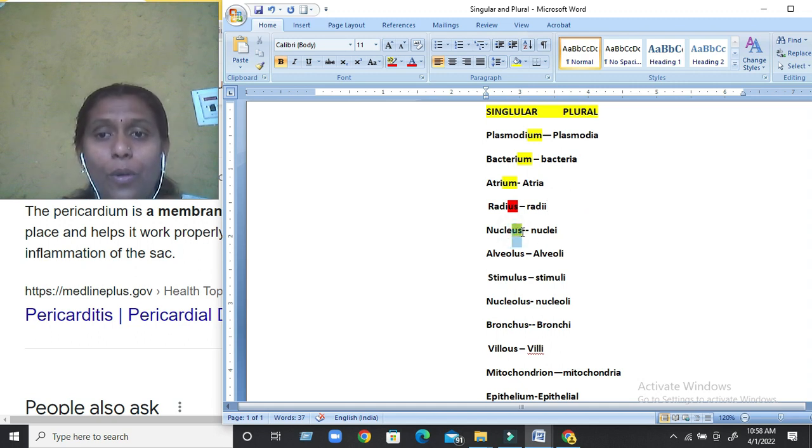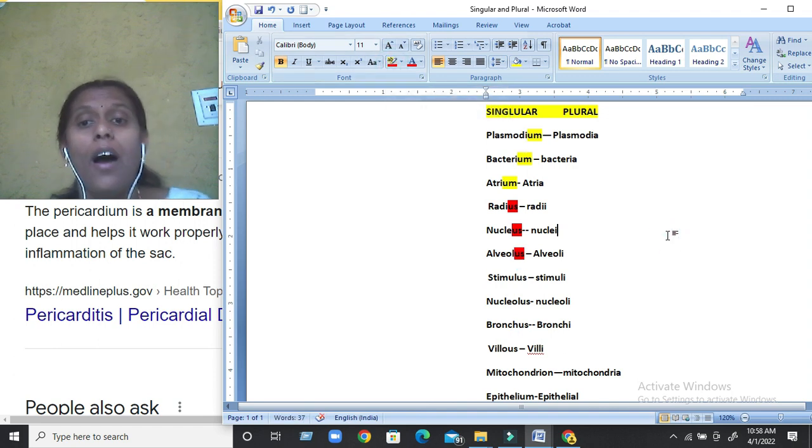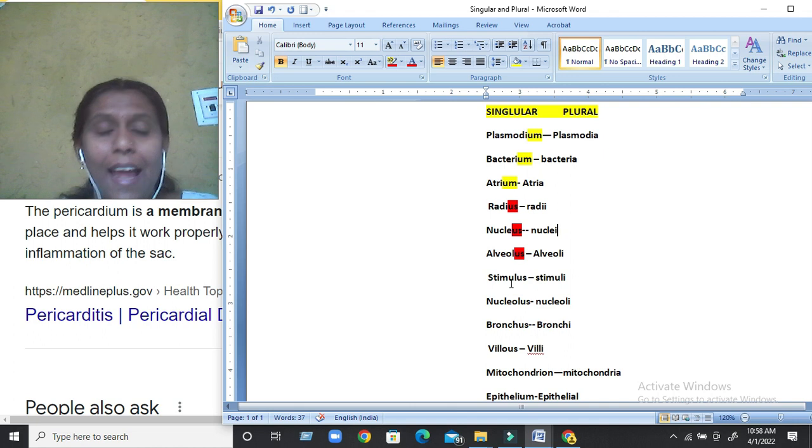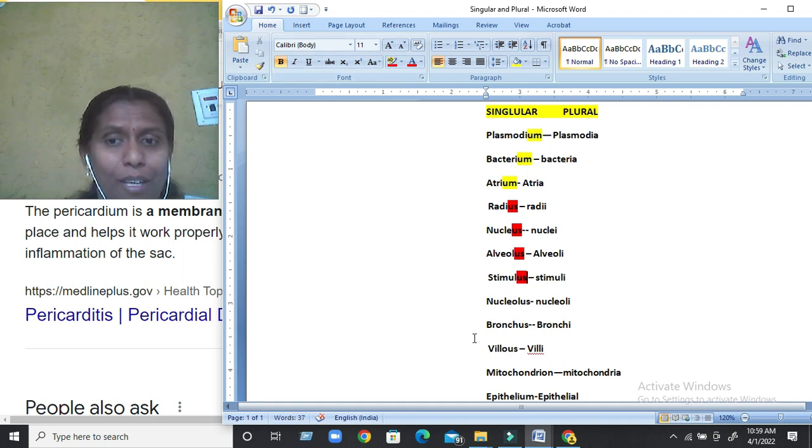Nucleus. Now us is getting replaced with what? i. And then alveolus, the alveoli cells which are in the lungs. They're the ones which get ruptured when corona breaks down and gets into the lungs, and so many things happen. Then stimulus, something getting activated or triggered, that's called a stimulus. So us is the ending, and that is getting replaced with i.